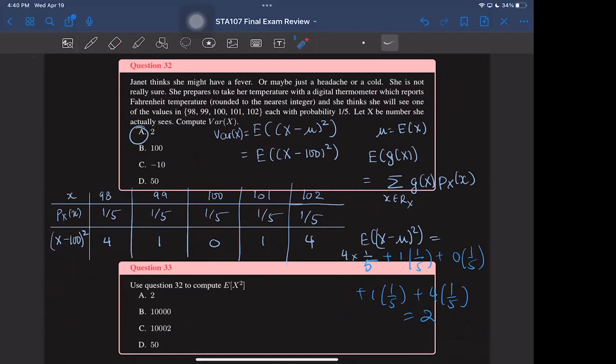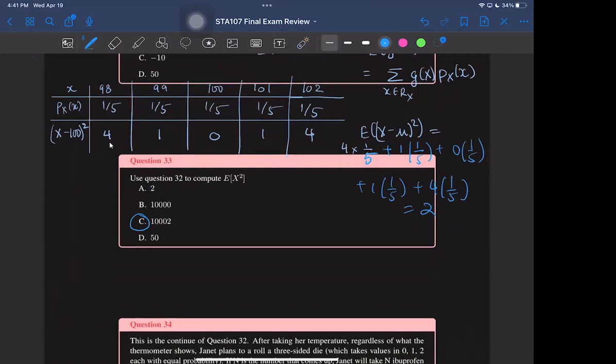Let's wait for one more answer. Think about what the relationship is between expected value of X squared and variance of X. Okay, so everyone voted for C. That is correct.